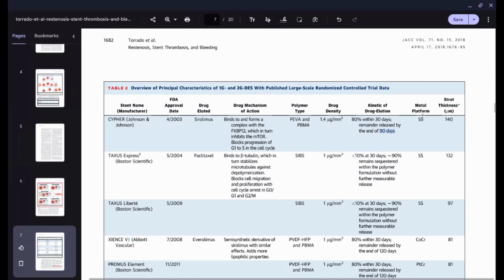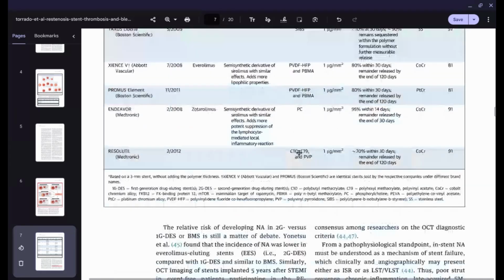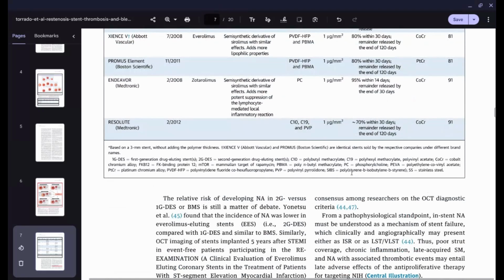What is a metal platform? This is a drug coated by a polymer that is on a metal platform. This is stainless steel, and they have also given the strut thickness, 40 micrometers. So what is SIBS? Just out of curiosity, polystyrene, isobutylene, styrene. Polystyrene.